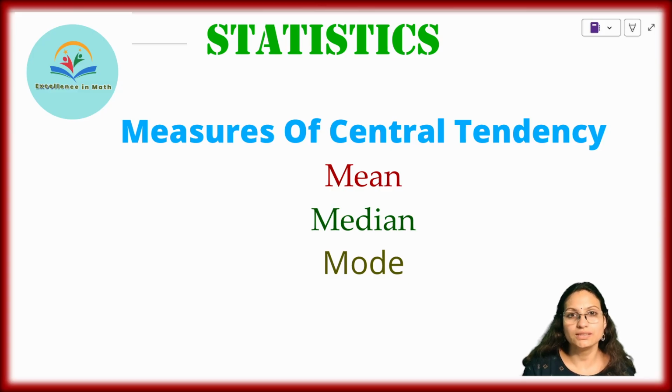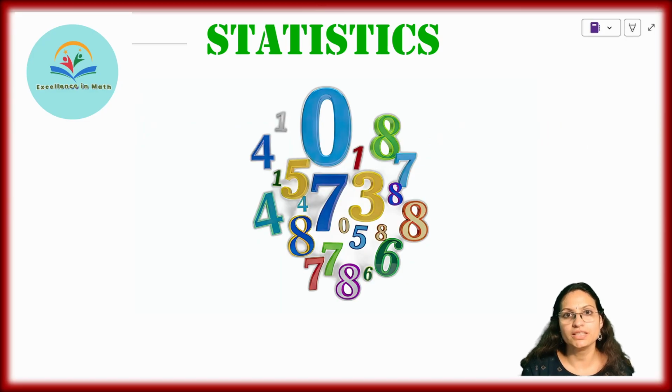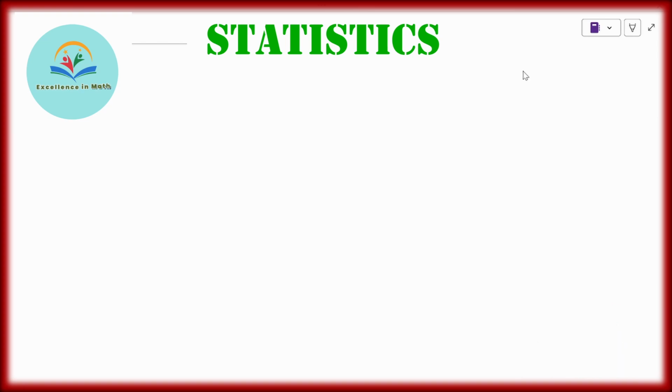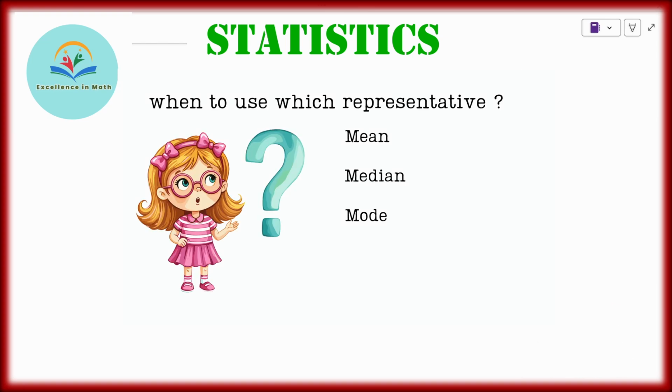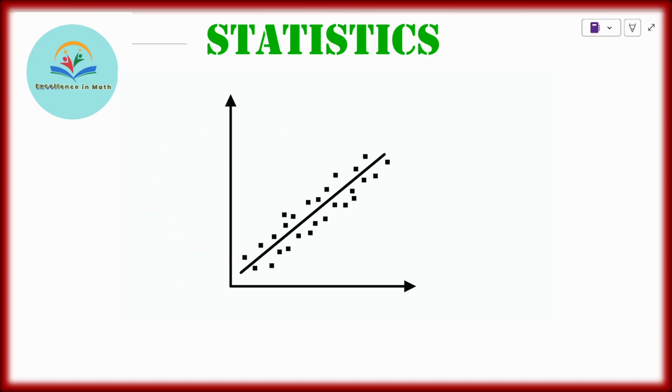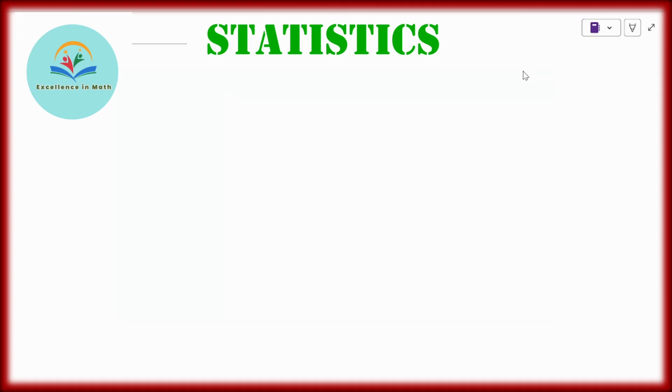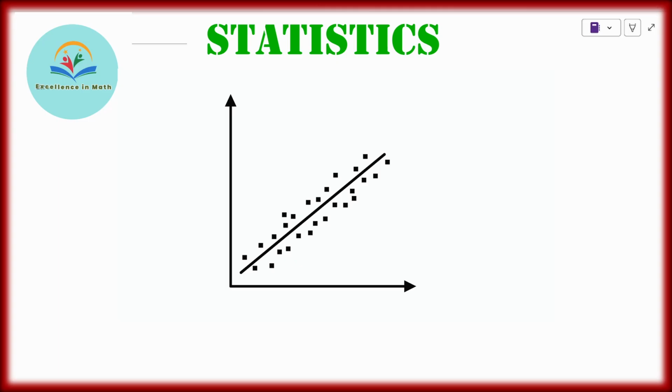These measures serve as a representative for the entire data. Not only that, the primary role of these measures is to condense a massive amount of complex information into a single understandable number, that is average. Now let's try to understand when to use which representative. Like mean: mean is used when data is spread out evenly, and mean is the most precise because it uses every single value in the data. Next, median.